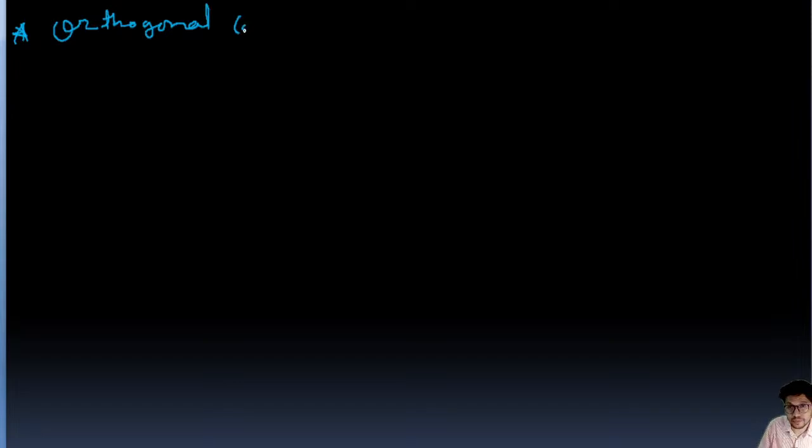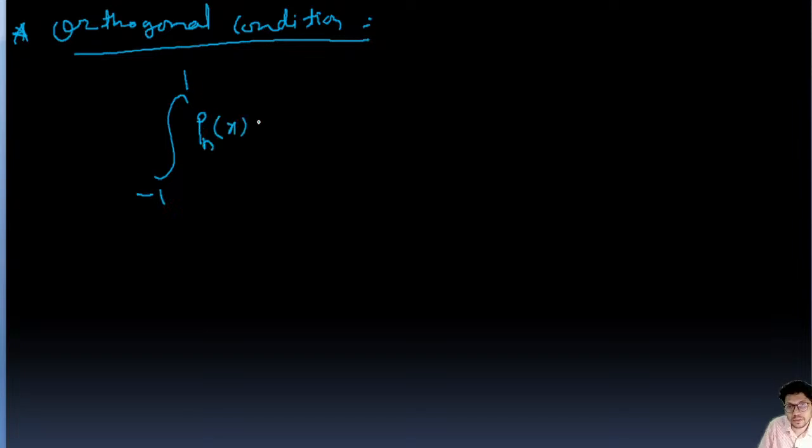Orthogonal condition. Okay, so what is the orthogonal condition? This is going to be the integration from -1 to +1 of Pn(x) into Pm(x) dx. This value is going to be 2 upon 2n plus 1 Kronecker delta mn.